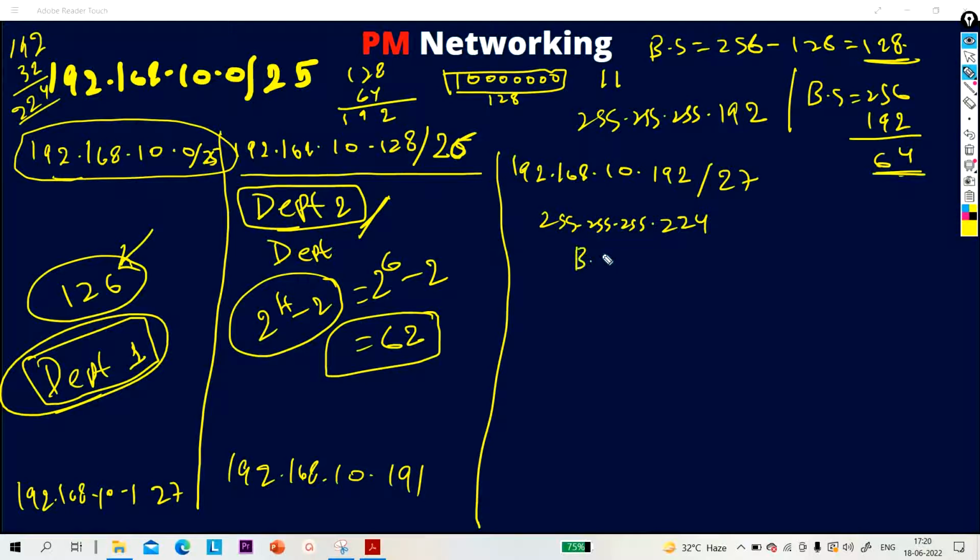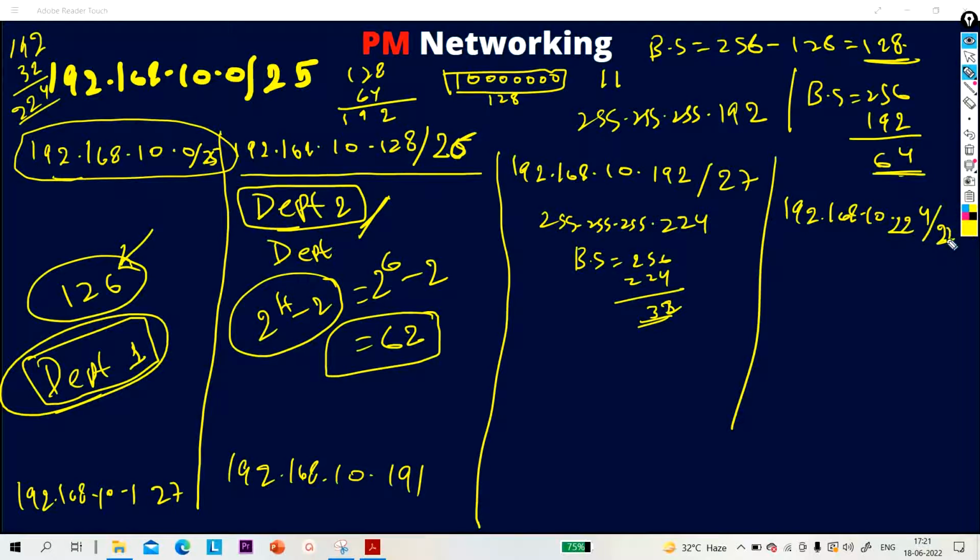Block size will be what? Block size will be 256 minus 224. Here you will get 32. So your next network will be what? 192.168.10.192 plus 32, so 224 over here. So this one will be your next network /27.